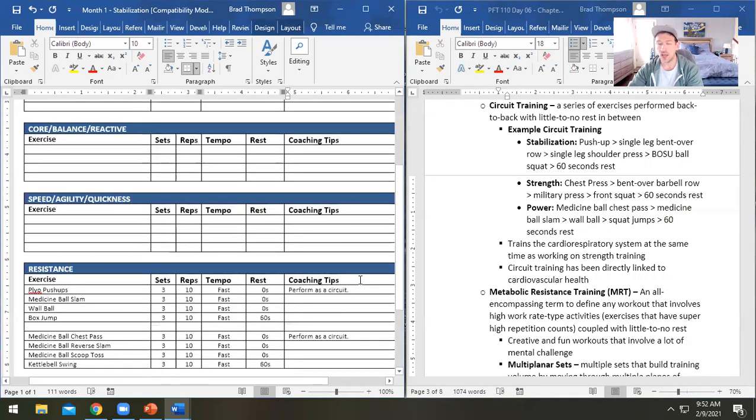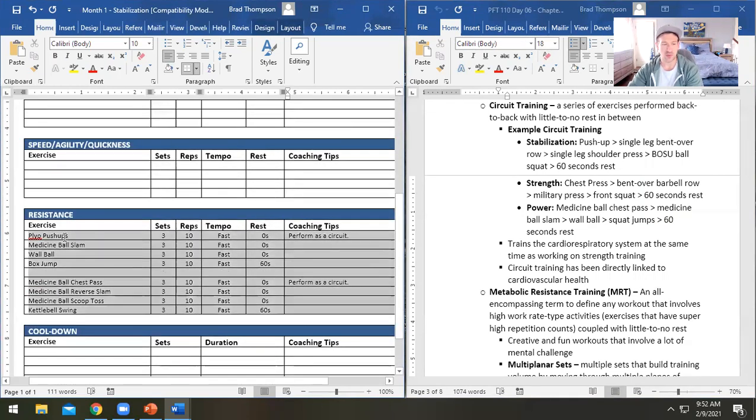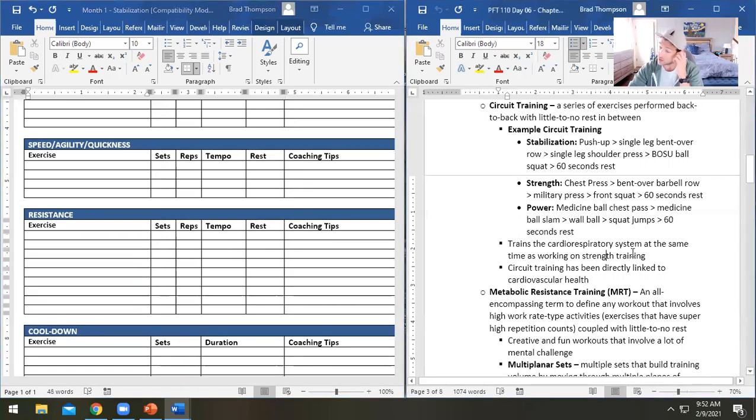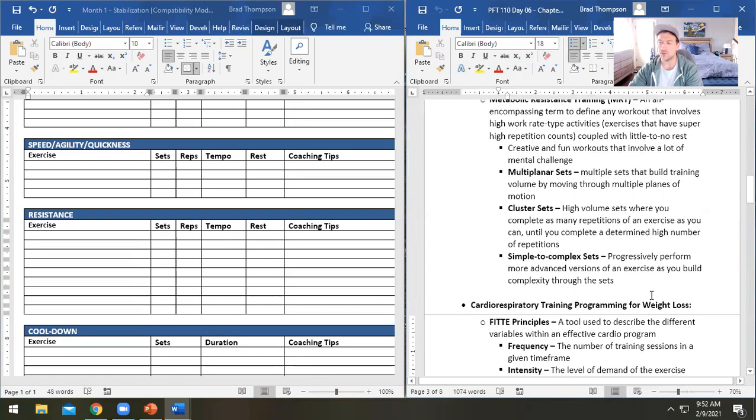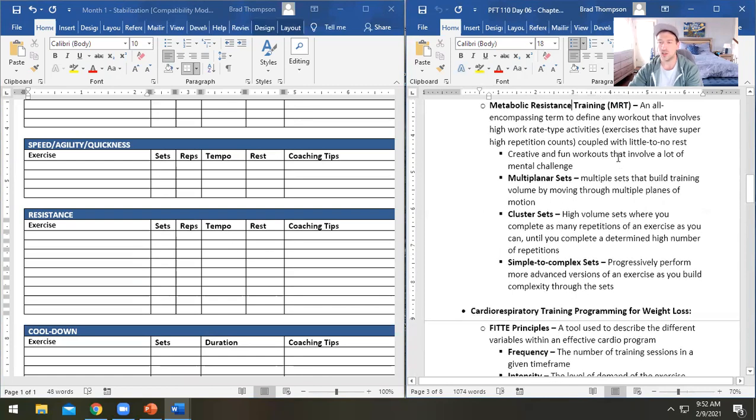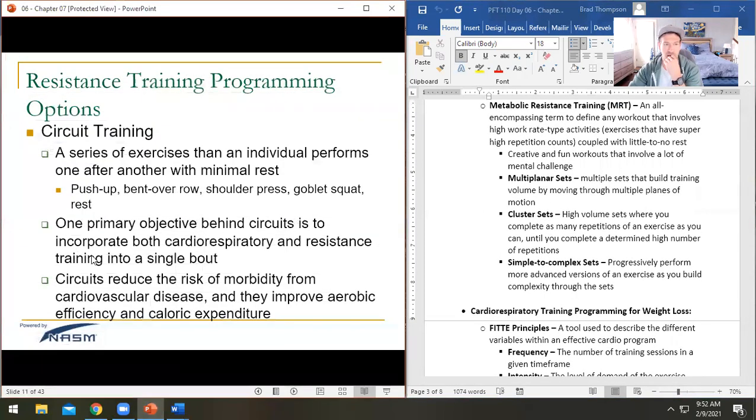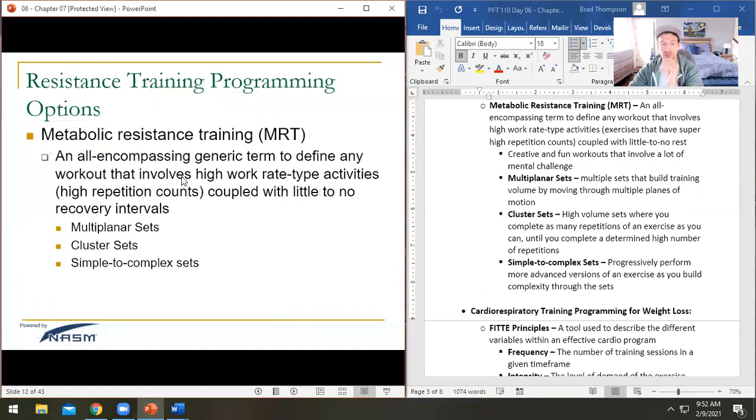Okay. Now let's move into a totally different technique that is also really effective and where you really get a little fancy with all of the sets and reps. So that was circuit training. Now we've got what is called metabolic resistance training. This is where NASM meets CrossFit or NASM meets boot camps. And it's kind of an all-encompassing term here.